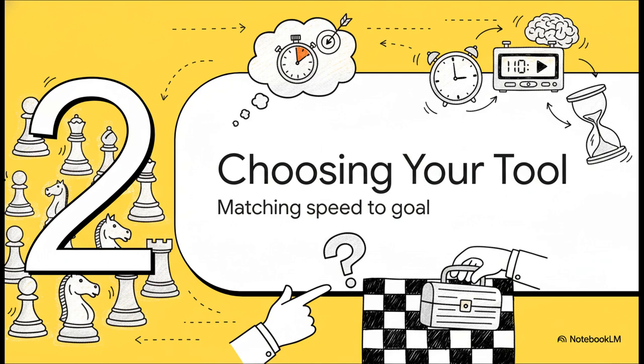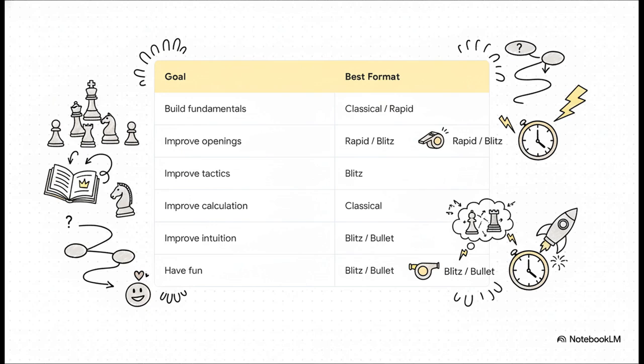Okay, so we've met all the tools in our strategic toolkit. We've got the sledgehammer, the power drill, the impact driver. Now for the most important part. How do you choose the right one for the job you want to do? How do you match the time control to your specific goal for getting better? And this chart right here makes it dead simple.